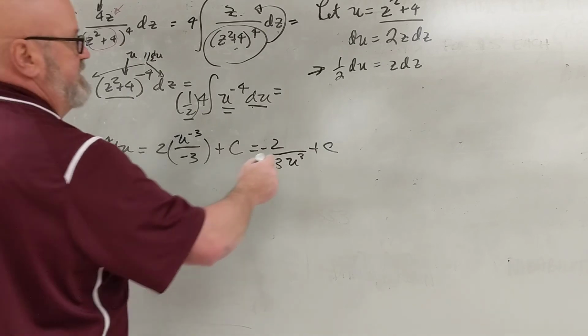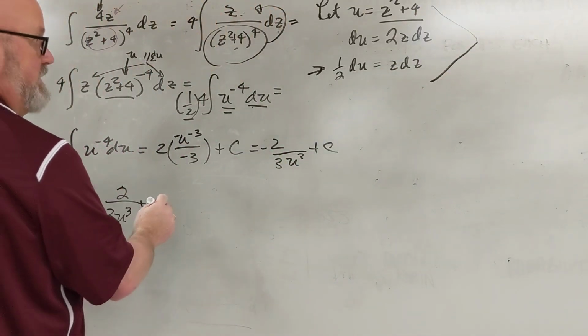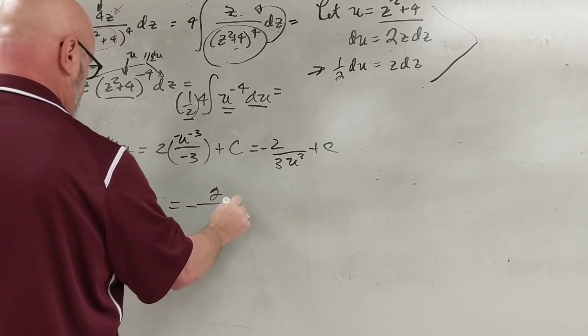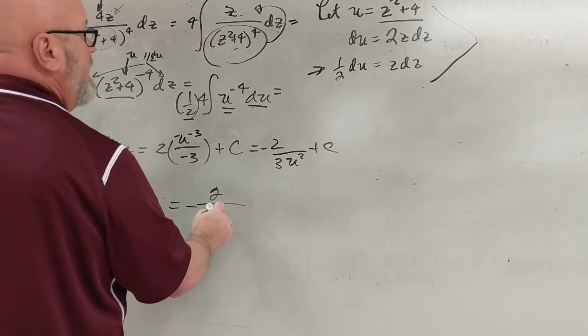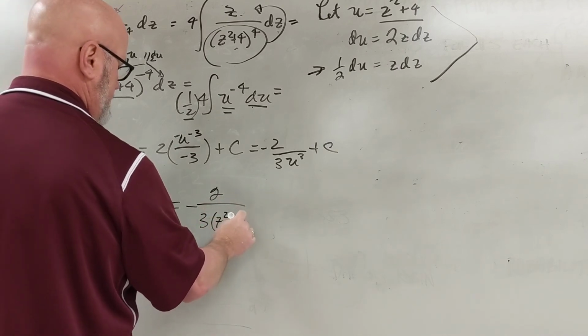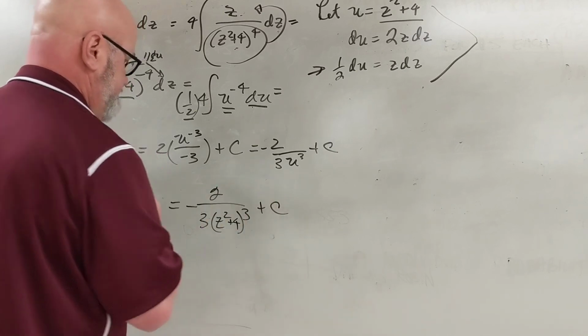Now it's time to reverse our substitution steps here. Go back to our original variable of z, and we get negative 2 over 3, and u is z squared plus 4 cubed plus c. And that's it.